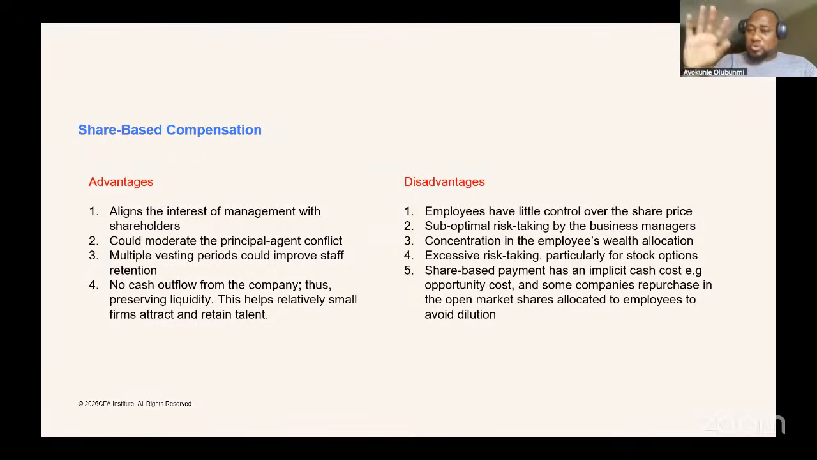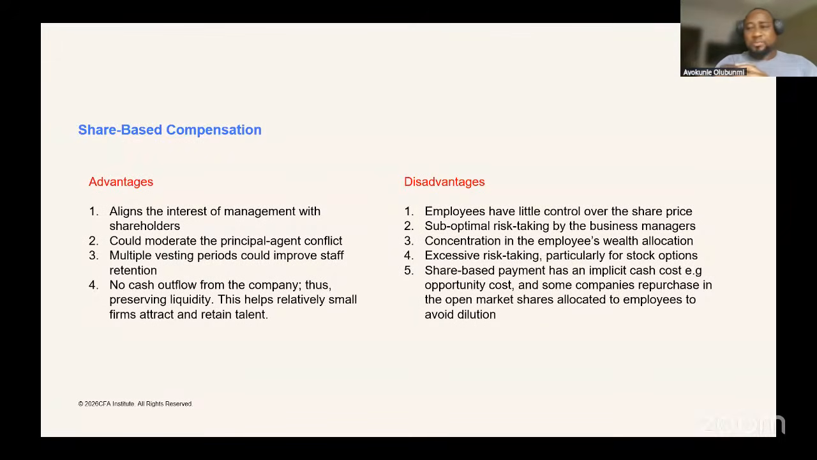So then also the converse is that it can also lead to excessive risk taking, particularly when we're talking about stock options. We'll talk more about stock options, and then probably I will come back to this point to explain more about it. Then it can lead to concentration in the employee's wealth, right?